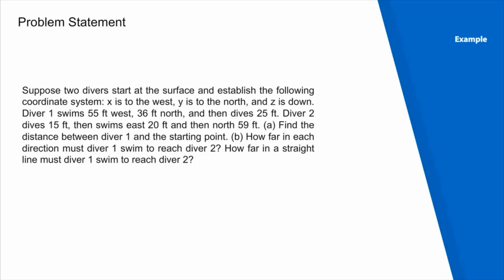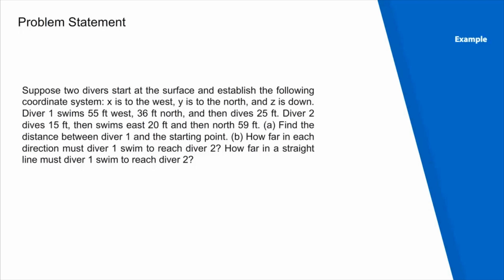Let's see an example of how these vectors come into play. So here we have a problem statement. Suppose two divers start at the surface and establish the following coordinate system: X is to the west, Y is to the north, and Z is down. Diver 1 swims 55 feet west, 36 feet north, and then dives 25 feet down. Diver 2 dives 15 feet, then swims east 20 feet, and then north 59 feet.